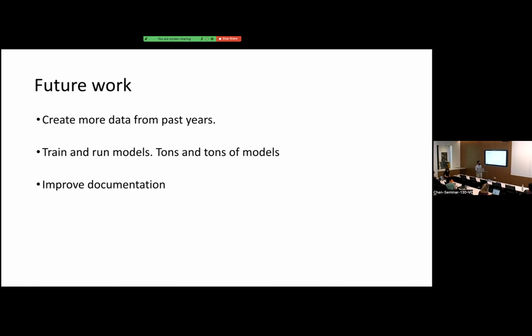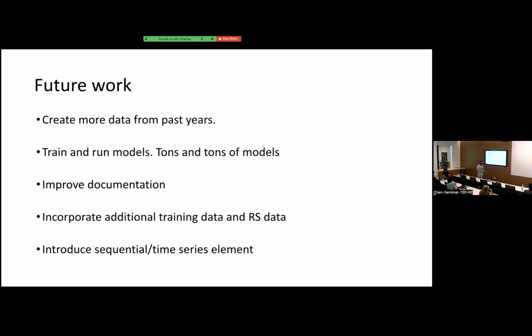Additionally, I am looking forward to improving the documentation. I feel like for so much of the summer, I was just focused on training the model and getting it running that I kind of let everything else fall by the wayside. And additionally, incorporating additional training data or additional remote sensors, just because we have access to so much remote sensor data, why not? And finally, I would love to introduce a time series element to this work, because we have decades worth of data, it would be neat to see literal growth of biomass.